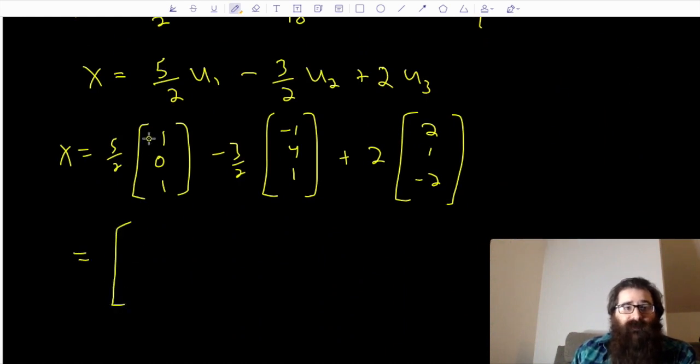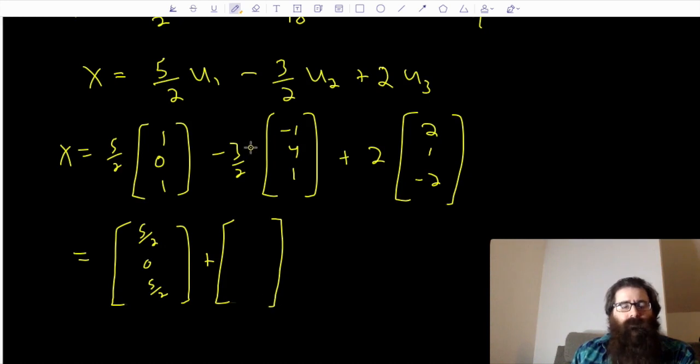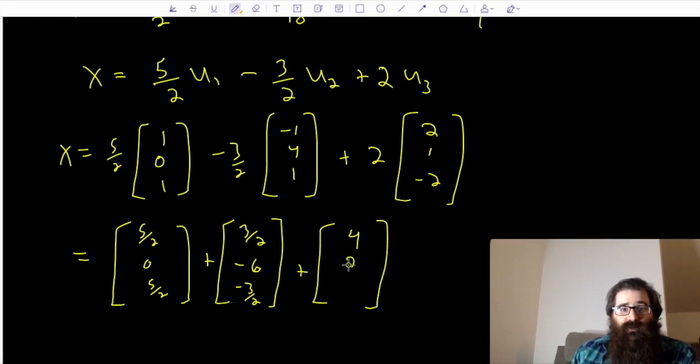So here for this first vector, when I multiply by 5 halves, I get 5 halves, 0, 5 halves. This next vector, let me bring in the negative as well as the 3/2 so I can think about everything as addition; you can subtract if you prefer. Negative 3/2 times negative 1 gives me 3/2. 4 divided by 2 gives me 2 times negative 3 gives me negative 6. And then here I have negative 3/2 times 1 is negative 3/2. And then plus, let me bring the 2 in. So I'm going to get 4, 2, negative 4.